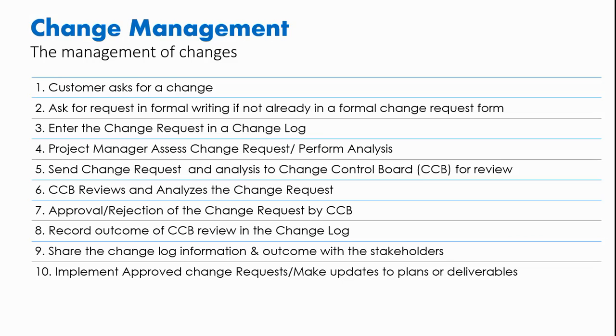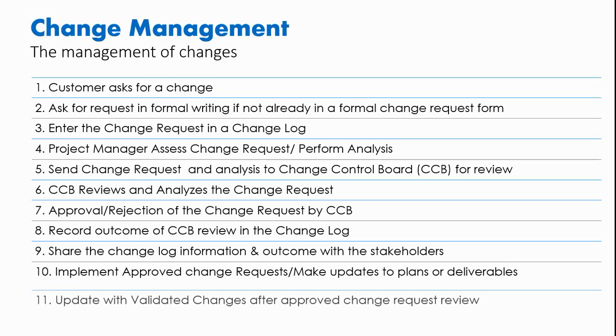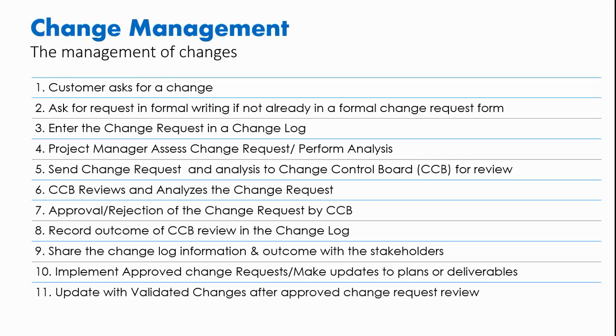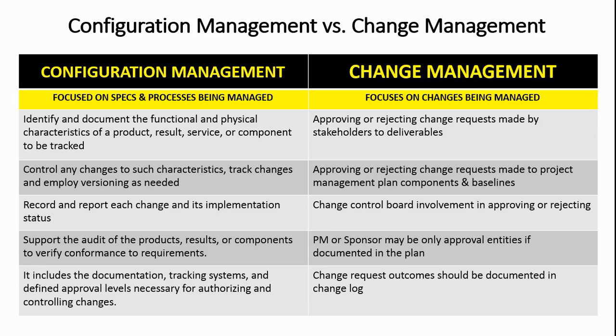Nine, share the change log info and outcome with stakeholders. 10. Implement approved change requests and make updates to plans or deliverables. And 11. Update with validated changes, which is an output of control quality after the approved change request review.